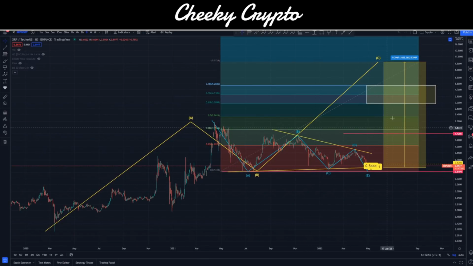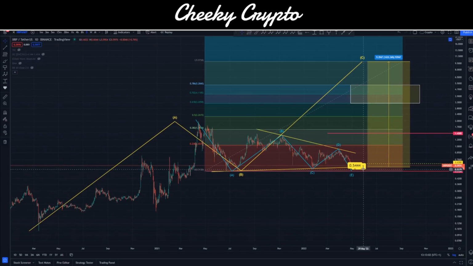But ultimately for XRP here, this is what I'm tracking: 1-to-1 ratio, $9.97 at the moment by the end of this next surge upwards. But it does depend on how low our E wave goes.